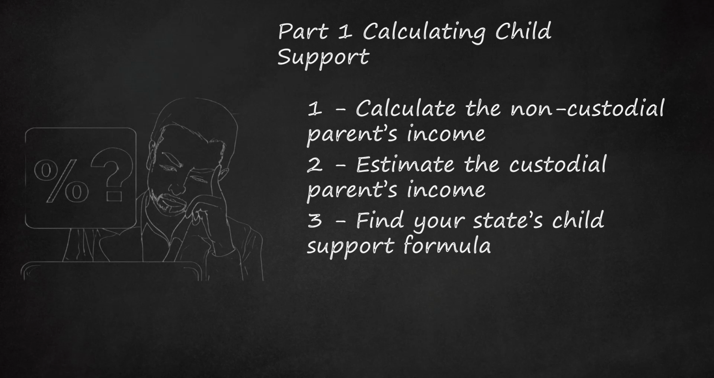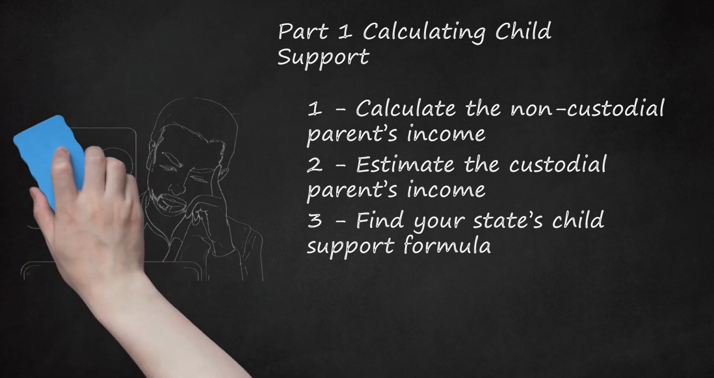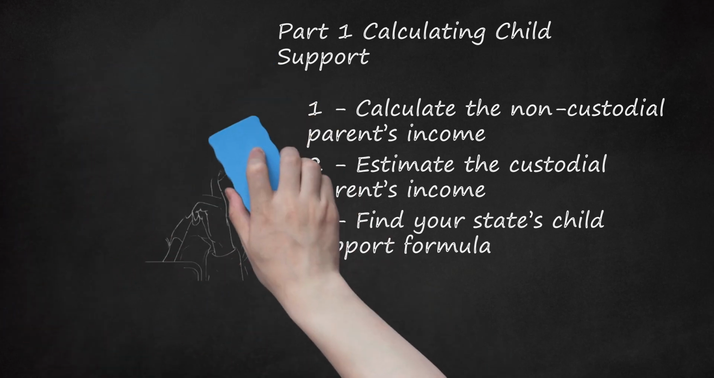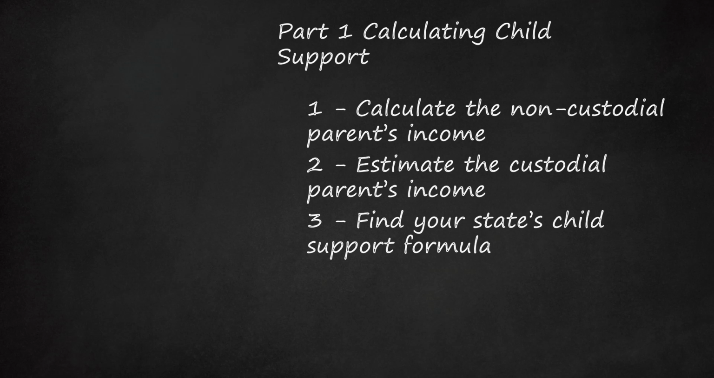Texas also bases its calculations on net income. This is gross income minus required deductions, such as federal income tax and Social Security and Medicare taxes. Find your state's formula by searching the internet for your state and child support formula.